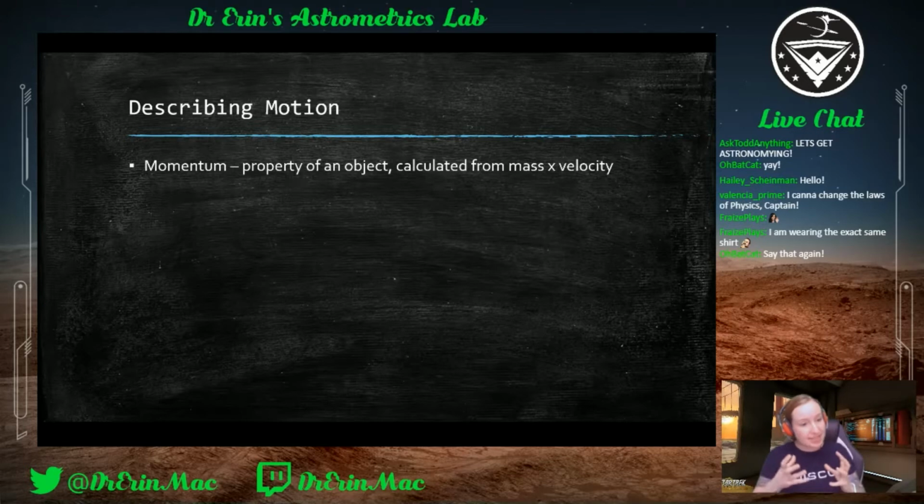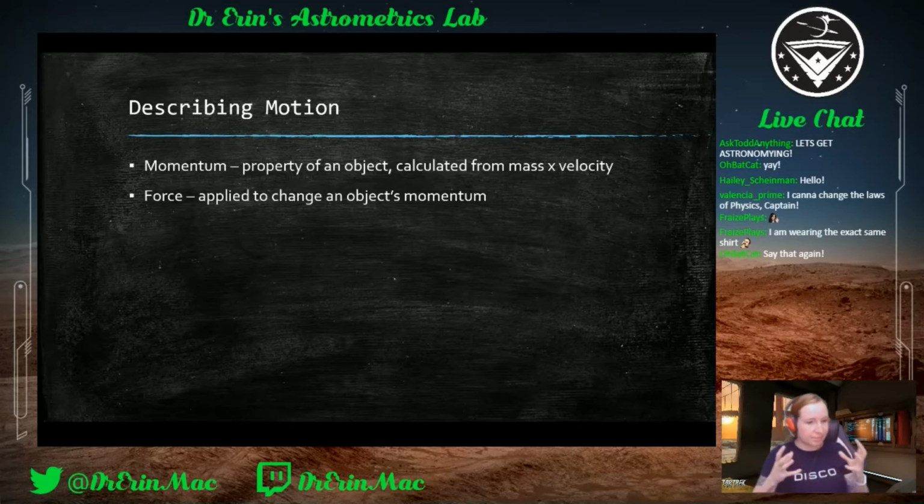How much mass it has, how much stuff there is, and how fast it's going is an object's momentum. You might remember momentum is mass times velocity. A force is something that you apply to an object that will change its momentum. So if you want to change the velocity, if you want to accelerate something, right? If we're accelerating or decelerating, we're changing the velocity or changing its direction, it requires a force.